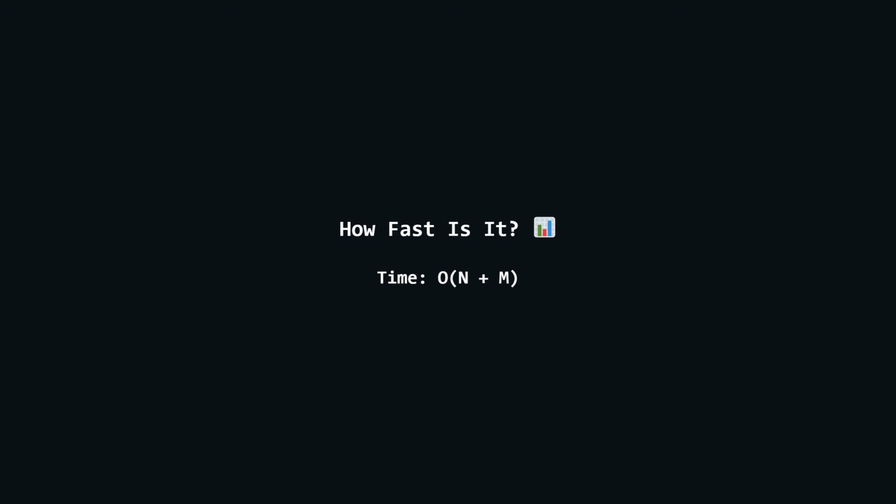For the time complexity, it is big O of n plus m. N is the length of the first list, and m is the length of the second list. In the absolute worst-case scenario, we just walk our fingers across both lists exactly once. The space complexity is big O of 1, meaning it takes essentially 0 extra memory. All we created were two tiny variables to keep track of our positions, regardless of how huge the lists are.